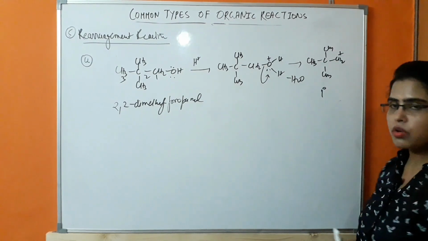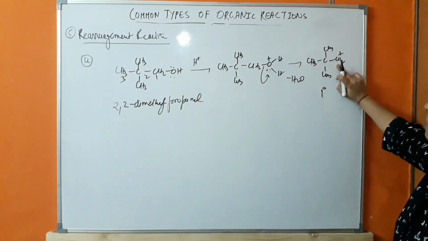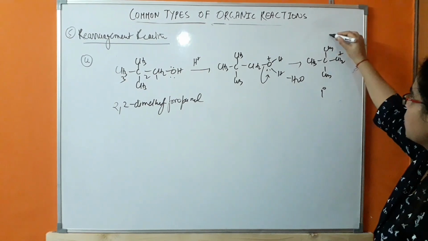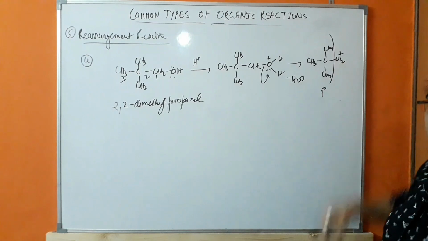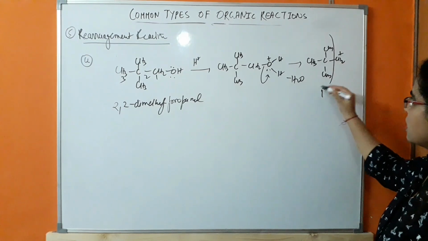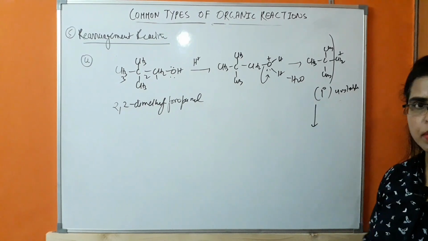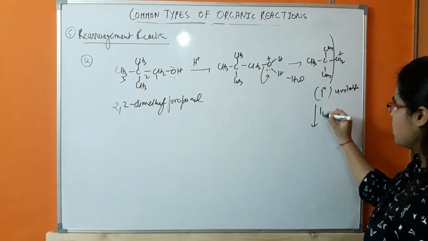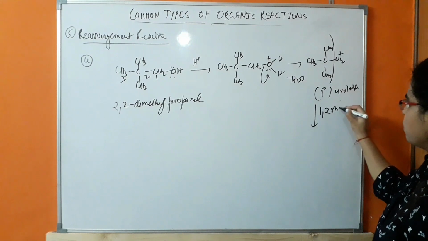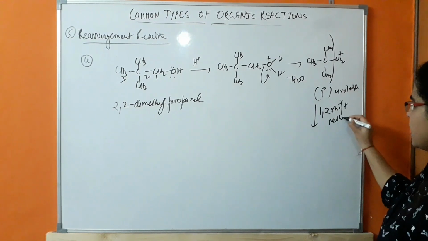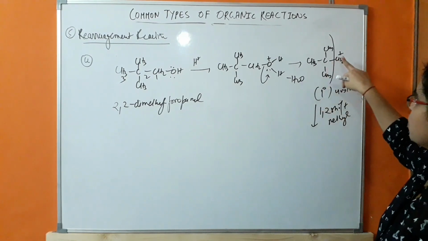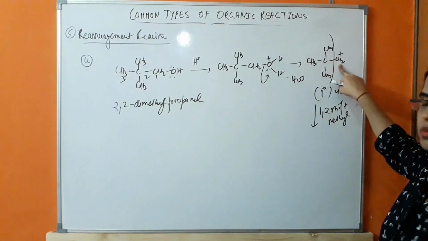This is 1 degree carbocation. In this case, why is it 1 degree? Because one alkyl group is present at this carbon. Okay, so this is 1 degree, and this is unstable. So rearrangement takes place. What is rearrangement? A 1,2 shift of methyl will take place, from the second carbon to the first position.